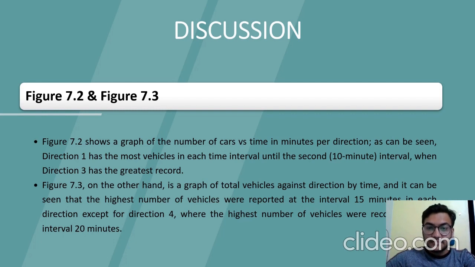And figure 7.3 shows a graph of the total number of vehicles against direction over time, and it can be seen that with the exception of direction 4, the highest number of vehicles were recorded at intervals of 15 minutes and 20 minutes respectively.